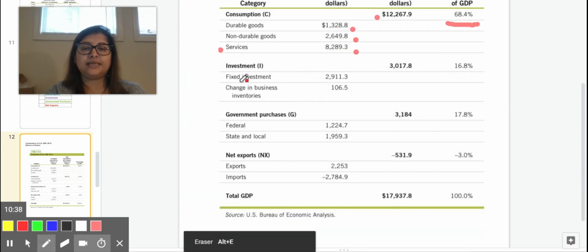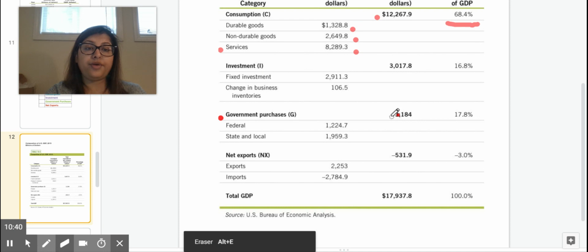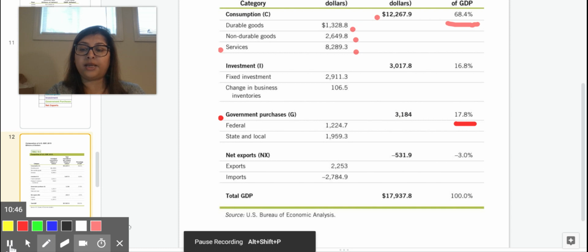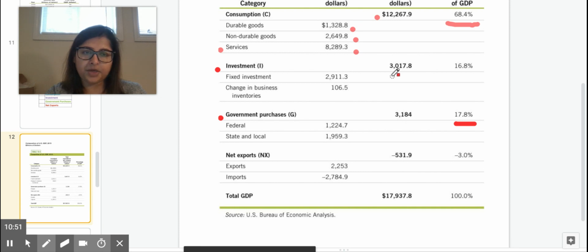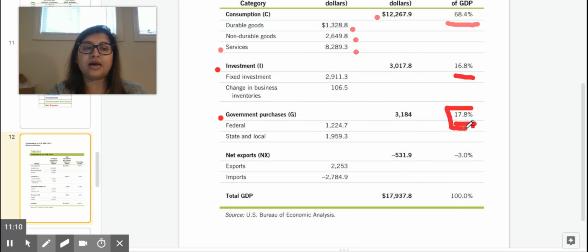We see that government purchases are about $3,000 billion, or 17.8% of the American economy. And private business investment accounts for a similar amount, about $3,000 billion out of $17,900 billion, so about 16.8%. Okay, so now we can see how important the American government is. The magnitude of the American government in GDP is the same as the magnitude of private business in GDP.